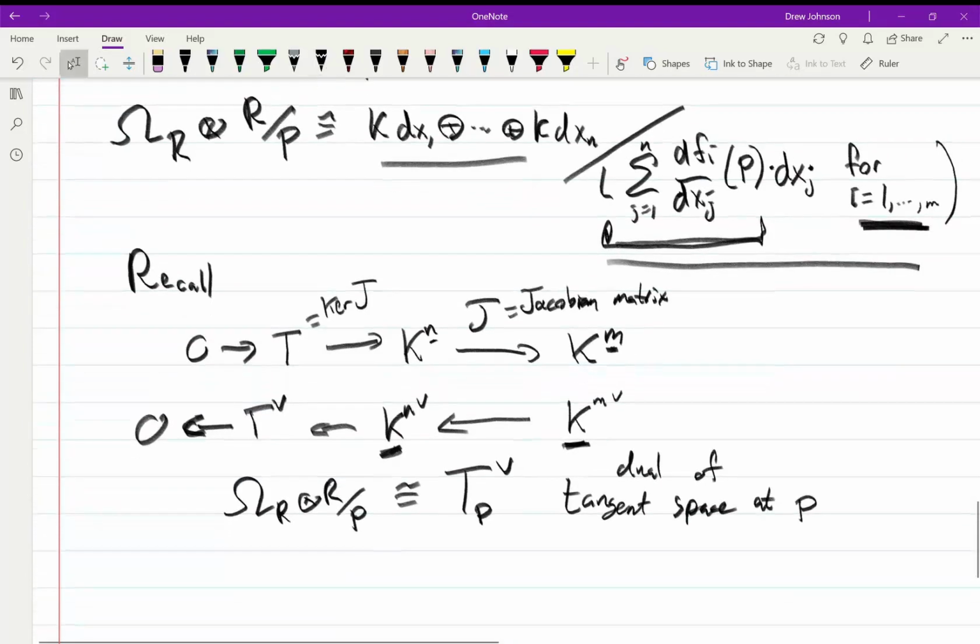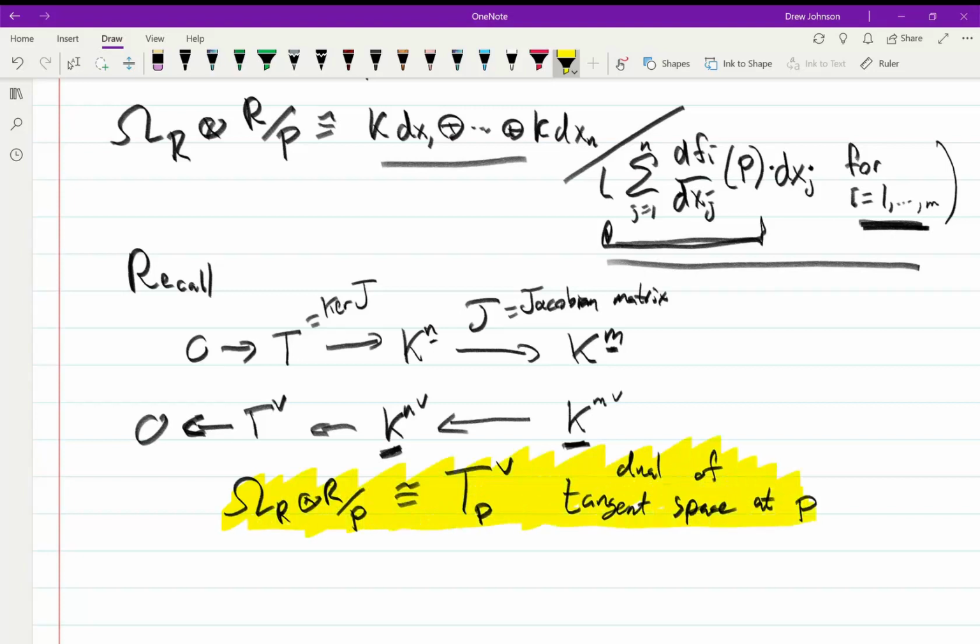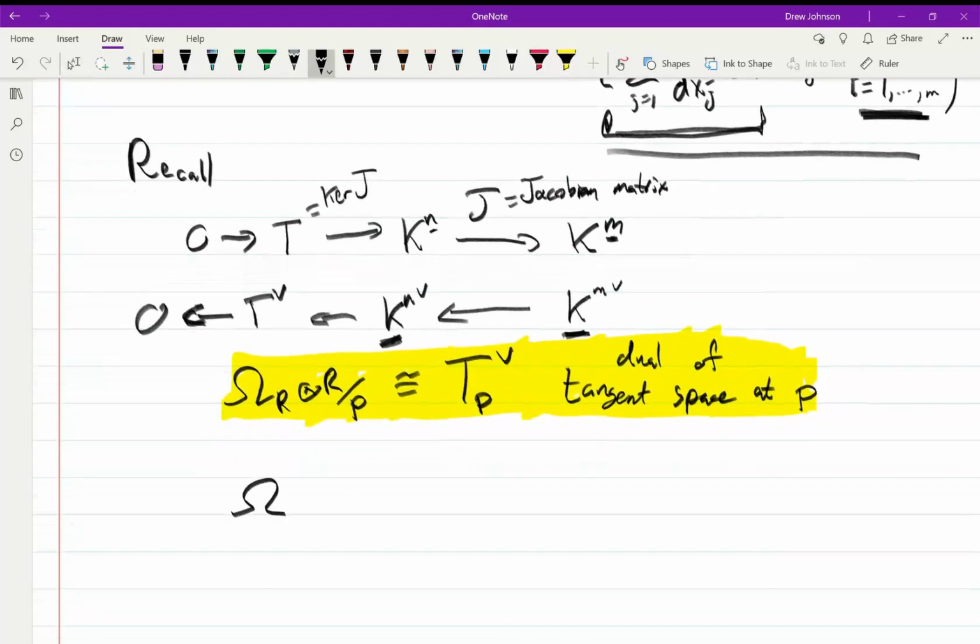Okay, so that's our big thing here. So now we've got our construction of the tangent bundle, or rather the construction of the dual of the tangent bundle. So we'll call this the cotangent bundle. So omega R tilde will be the cotangent sheaf on Spec R.